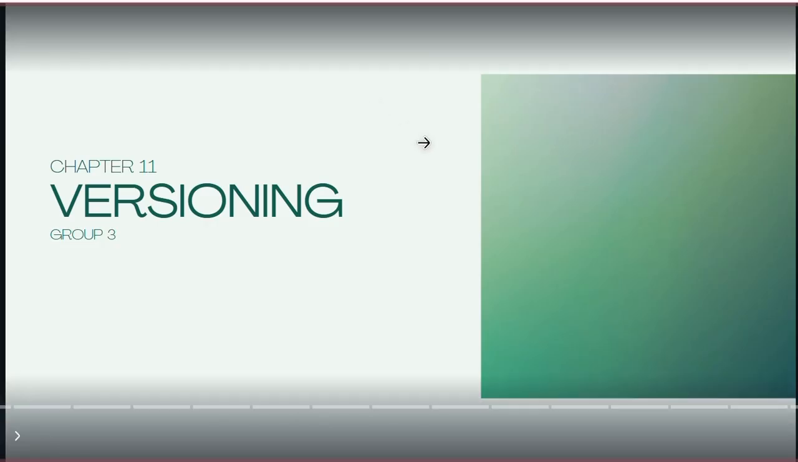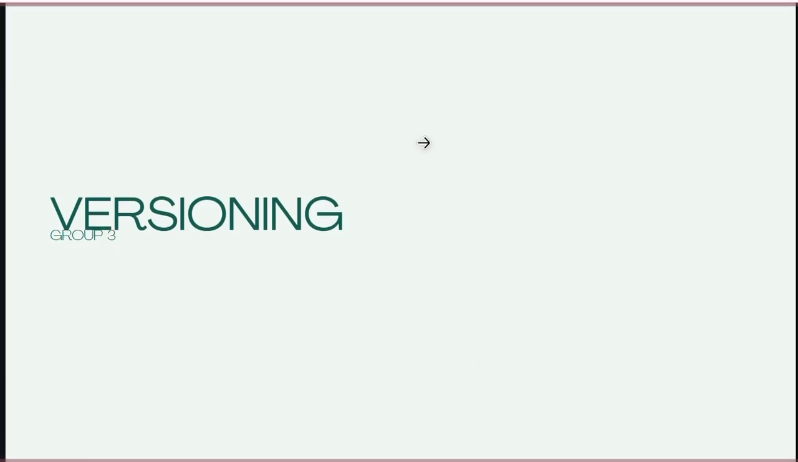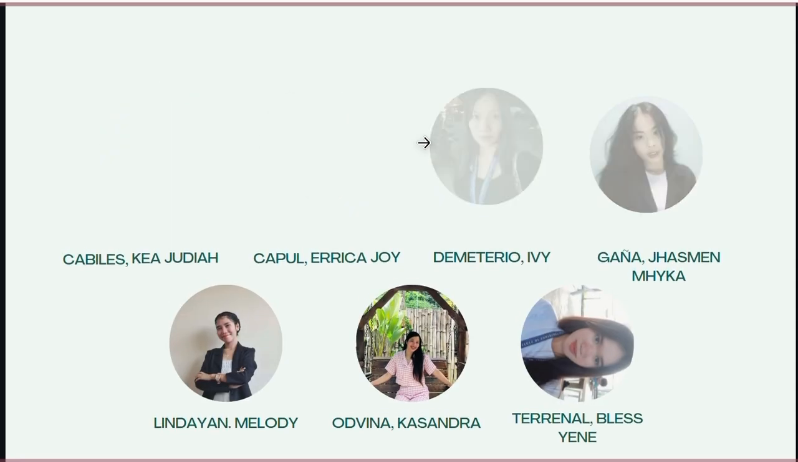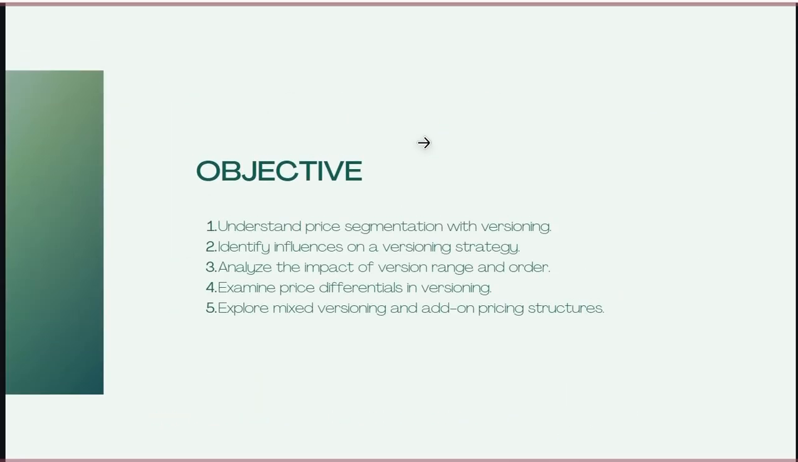For our learning objectives for today, at the end of the discussion, we will discuss and understand price segmentation with versioning. Second, identify influences on a versioning strategy. Analyze the impact of version range in order. Examine price differentials in versioning. And lastly, explore mixed versioning and add-on pricing structures. Next slide, please.